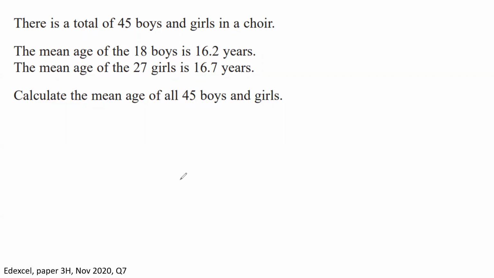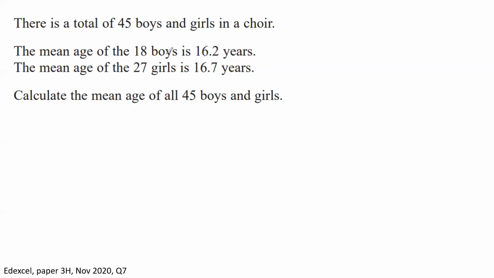The way I like to tackle pretty much all maths questions is by starting off by working out what we do know and what we can then work out from that, because sometimes you might surprise yourself by how much you actually know. Here we've been told that the mean age for 18 boys is 16.2. The mean age of 27 girls is 16.7. And we know that there's a total of 45, which is 18 plus 27. Then we've been asked to calculate the mean age of all 45 boys and girls.